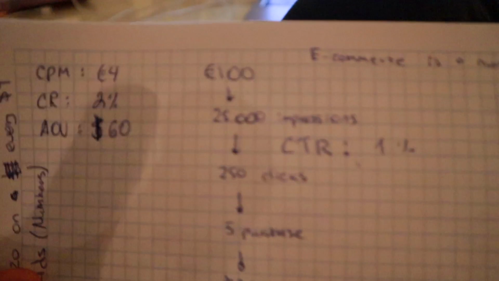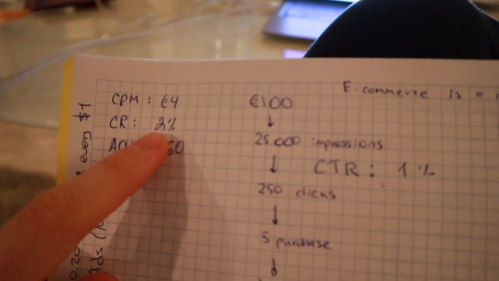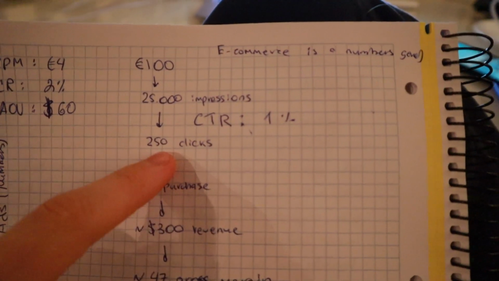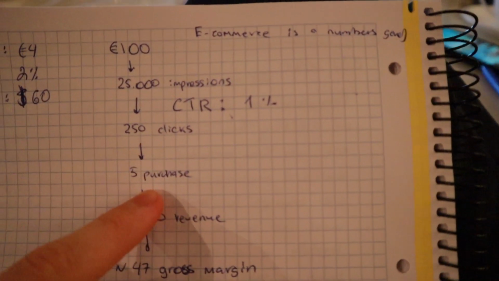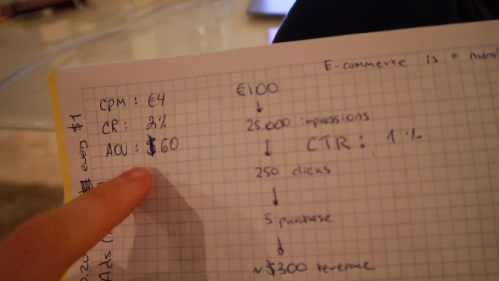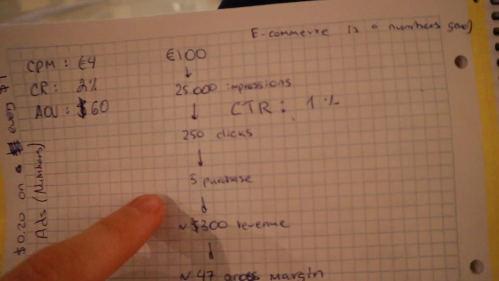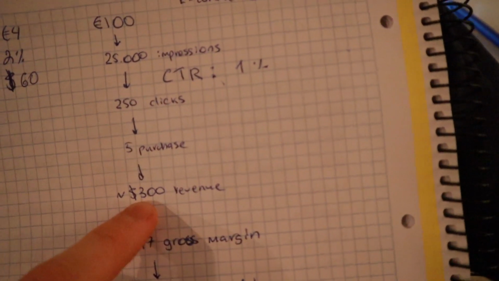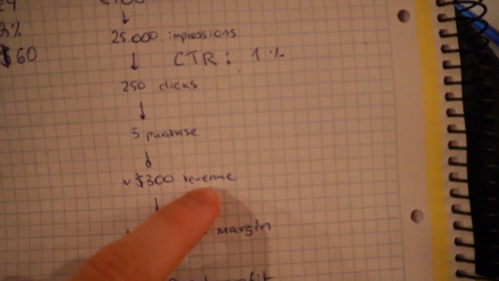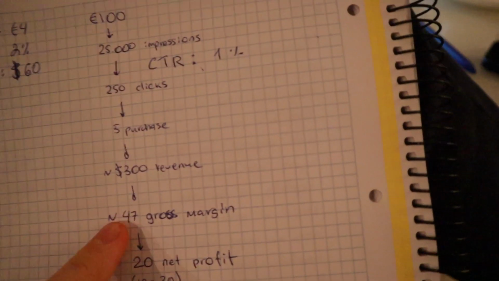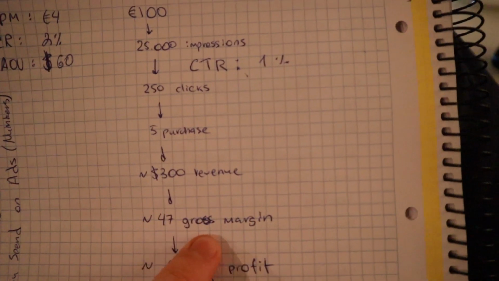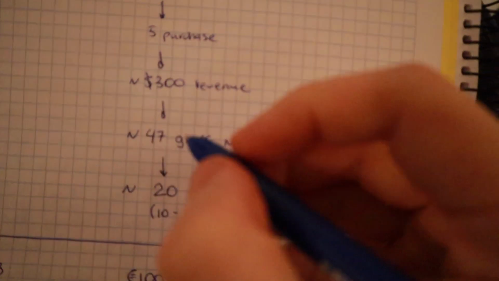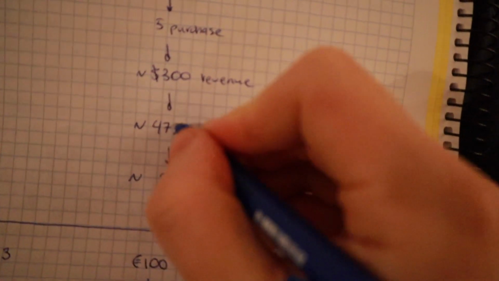Now, assuming that we have a 2% conversion rate, this means that we are going to get 5 purchases out of those 250 visitors. Now, assuming that we have an average order value of $60, this means that those 5 purchases are going to be roughly $300 in revenue, okay? Let's say that our gross profit margin is 47, I actually didn't write percent here, but let's say it's 47%.